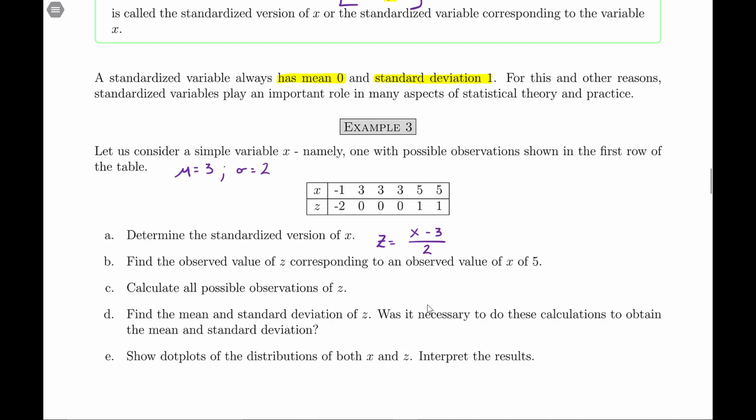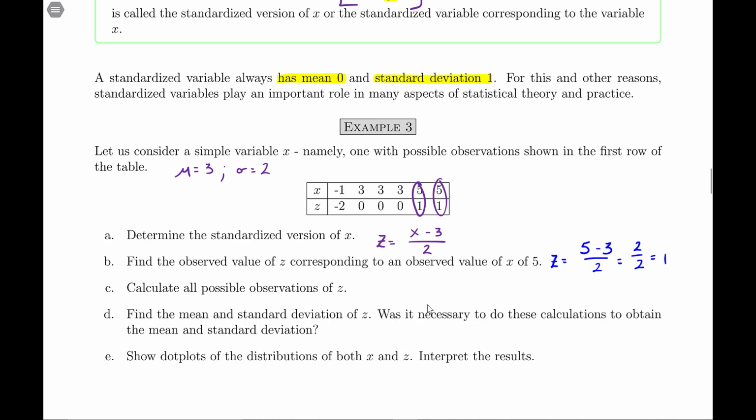standardized version of X. Part B, find the observed value of Z corresponding to an observed value of X equals 5. We can look at our table and see that anytime X is 5, Z is 1, but let's use the formula to just verify that. So we have Z is equal to our observed value of 5 minus 3 over 2. 5 minus 3 is 2. 2 over 2 is 1. So we get a Z-score of 1.